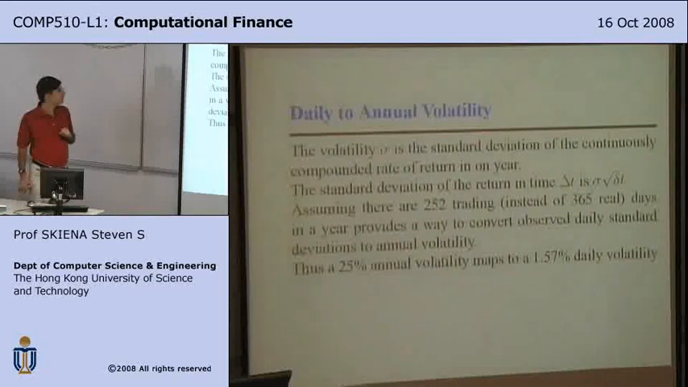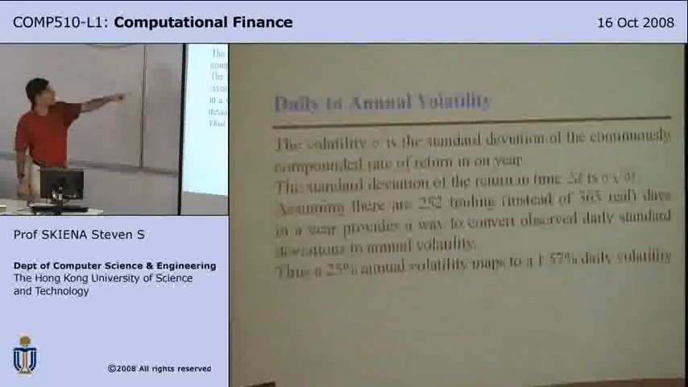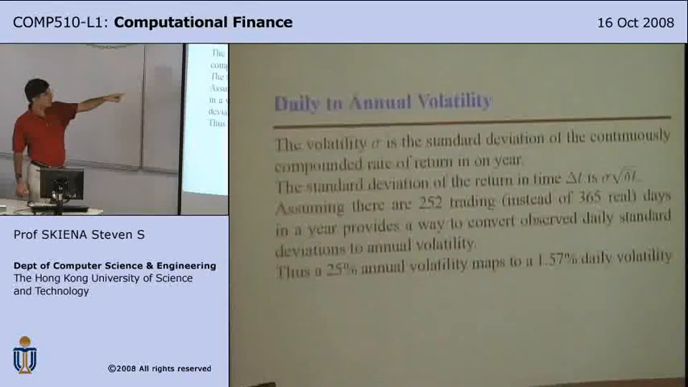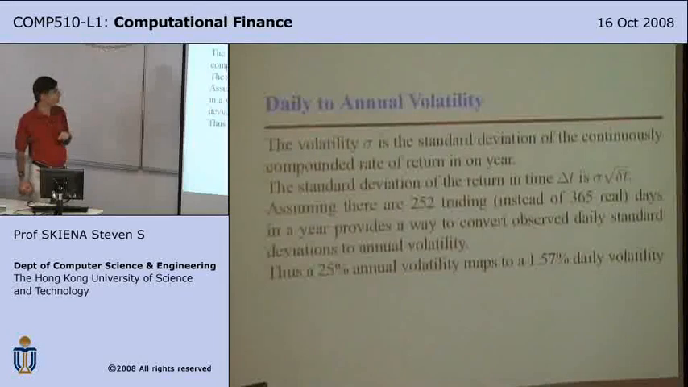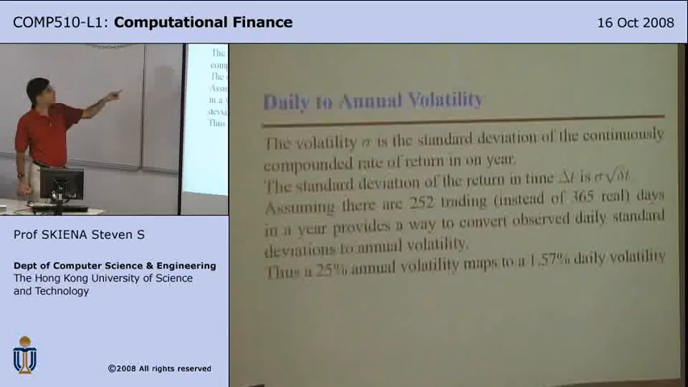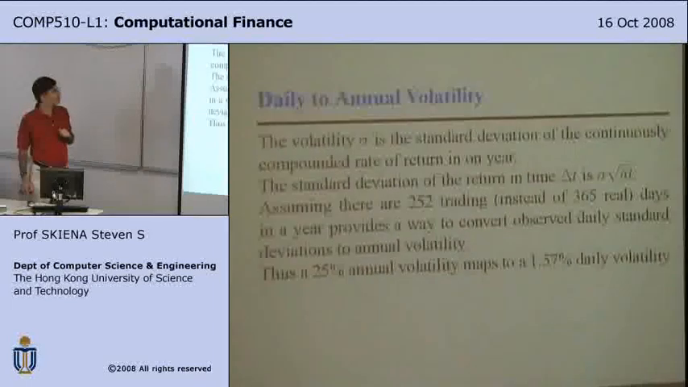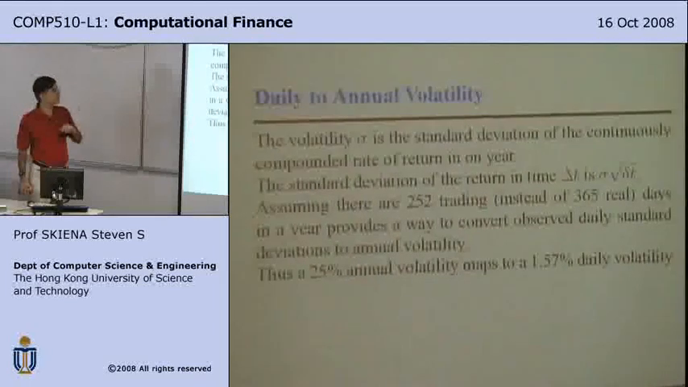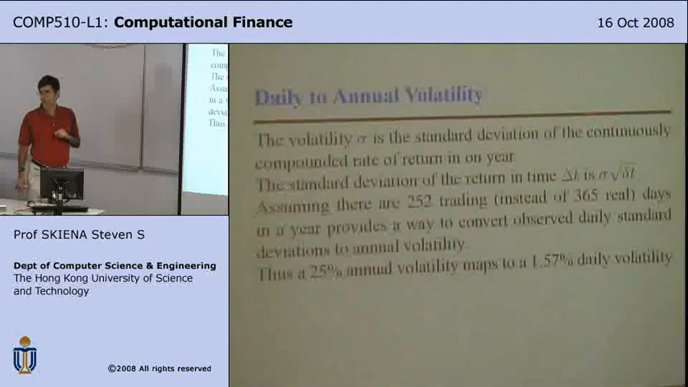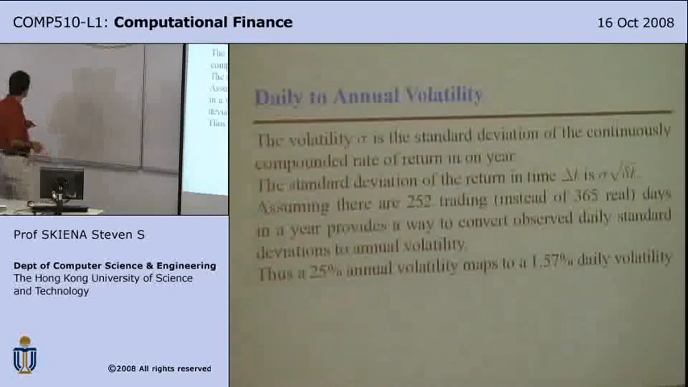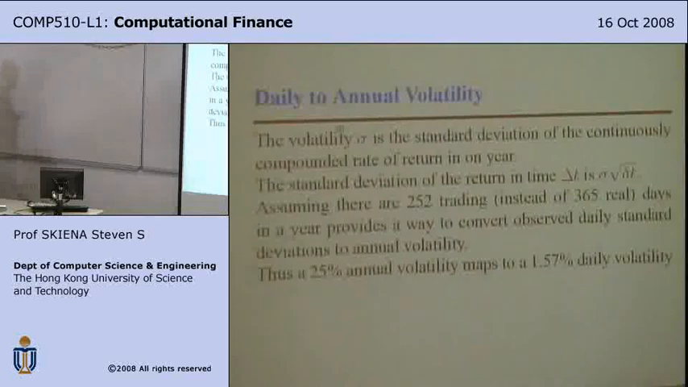But I can understand the following things. If you have an annual standard deviation of sigma, the standard deviation over a time delta t is basically sigma times the square root of delta t. And let me try to explain this again just to understand this. Do you remember the coin tossing example?